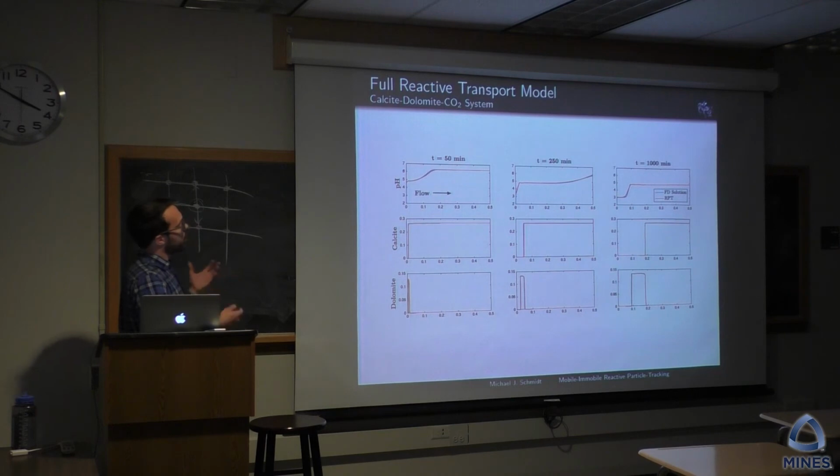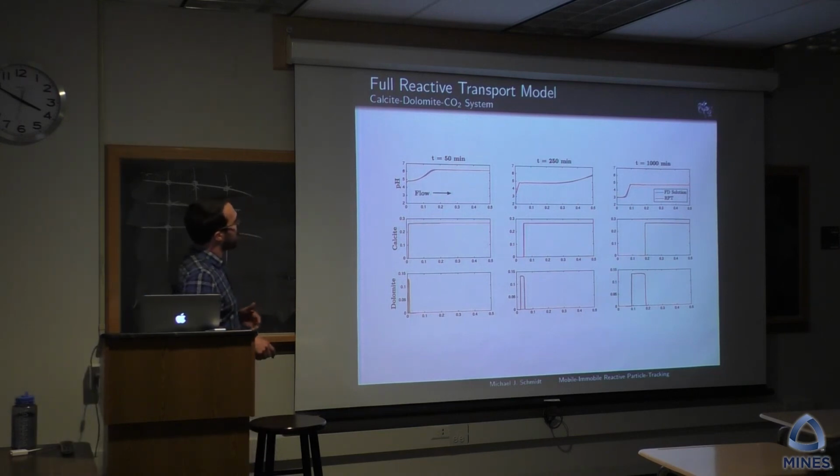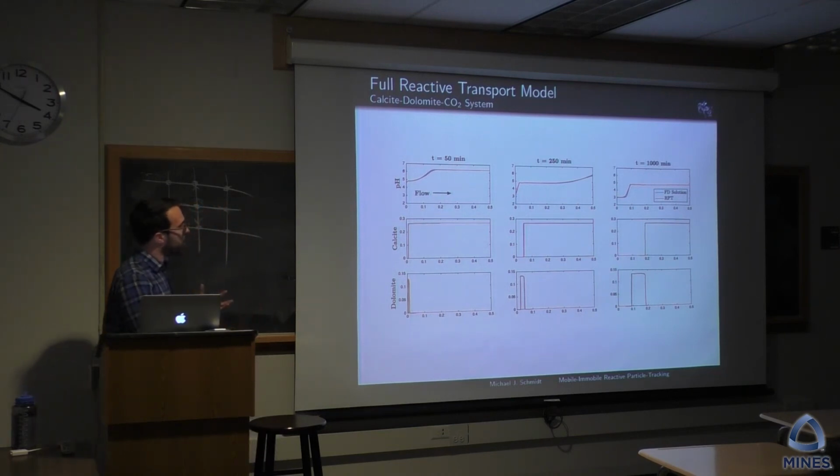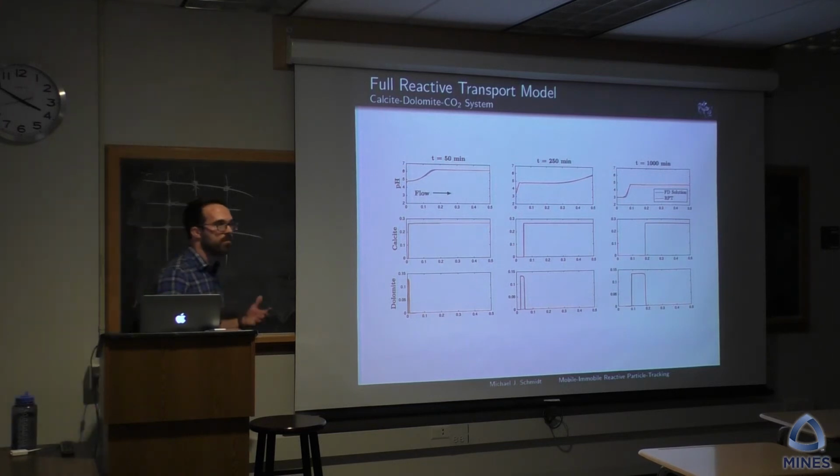And finally, just for the full reactive transport model, these are slightly older results before we totally refine this, but we do see that there are blue curves underneath all these orange curves that are finite difference simulations. And this is for injecting a highly acidic CO2-rich brine into an aquifer made of mostly calcite.